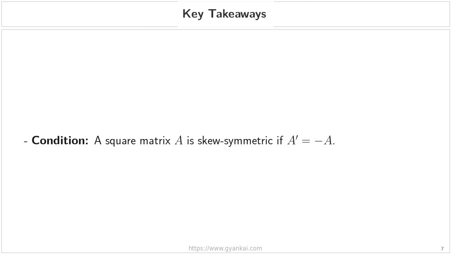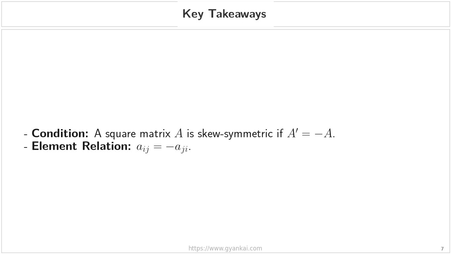Key takeaways. First, let's revisit the primary condition. A square matrix A is considered skew-symmetric if the transpose of A is equal to -A. This is the fundamental definition we used in our illustrative example to verify the matrix. Secondly, if we look at the individual elements, the relation is that the element in the ith row and jth column is equal to the negative of the element in the jth row and ith column. Essentially, swapping the indices flips the sign of the value.